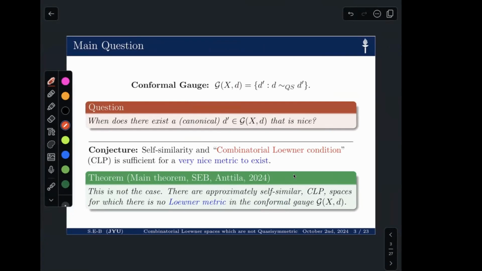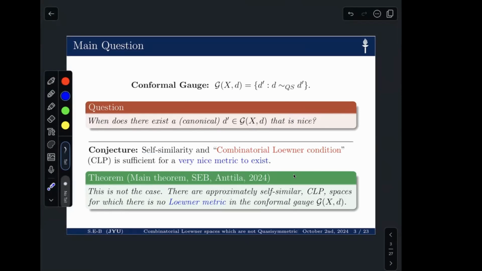So what one might want to do, and I'll motivate this more in a second, is to find a canonical metric in this conformal gauge that in some sense is nice. And I will give some definitions of what this nice could mean. I'm ready to spoil a little bit the punchline, and tell you what the main result will be: there was a conjecture that self-similarity combined with this combinatorial Loewner property, the condition which is here in red because I haven't defined it yet, but you'll have to wait a second for the definition, is sufficient for very nice metrics to exist.